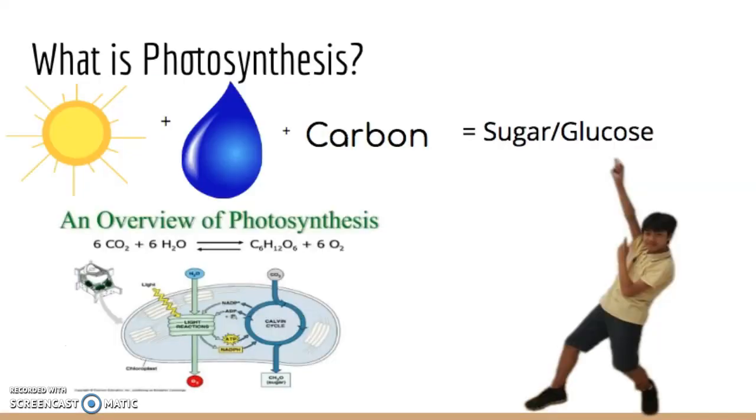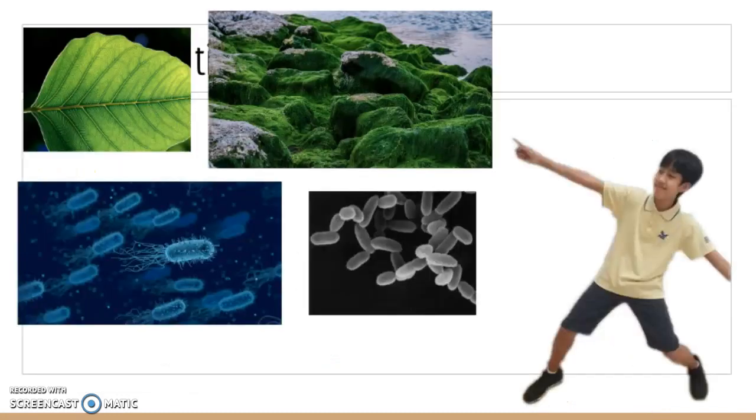So what is photosynthesis? Photosynthesis is a process that producers use to convert energy into glucose that they can use. Producers are exactly what they sound like. They produce their own food. Some examples of this are plants, algae, bacteria, and archaea. They can convert the sun's energy into chemical energy that is stored in the chemical bonds.